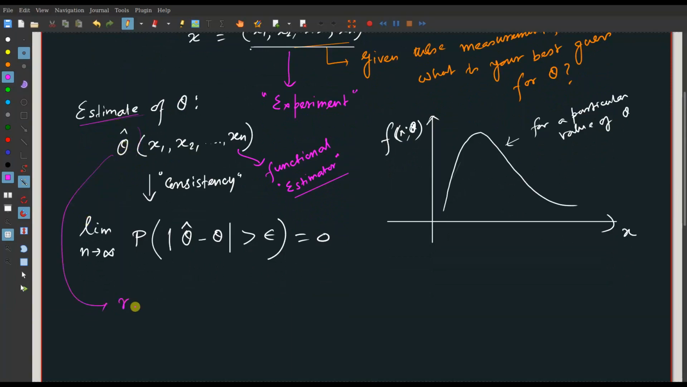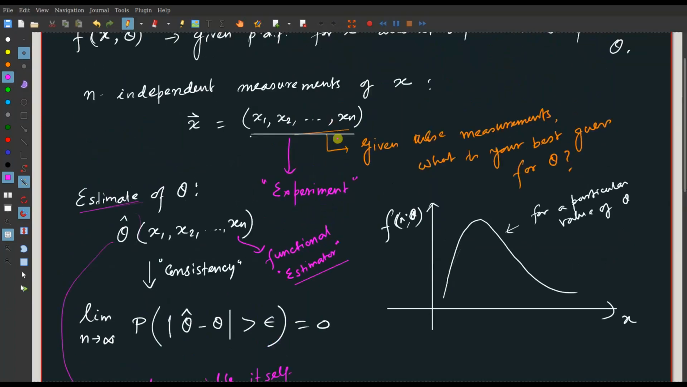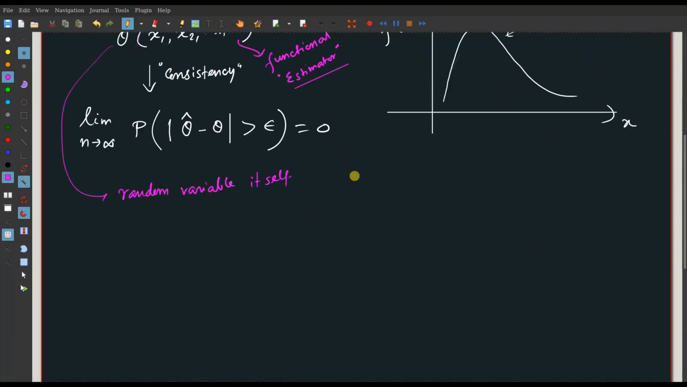It's a random variable itself. This is a statistic that you have constructed with this x1, x2, xn. It's a random variable because if you want to repeat your experiment, then what do you mean by repeating your experiment? You are basically measuring this n number of x values many different times.